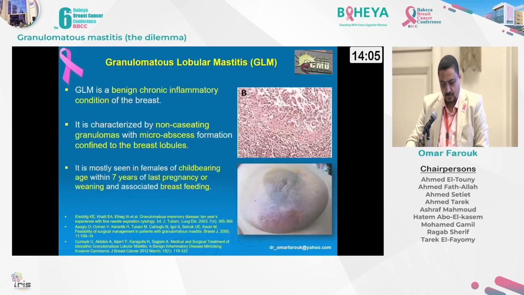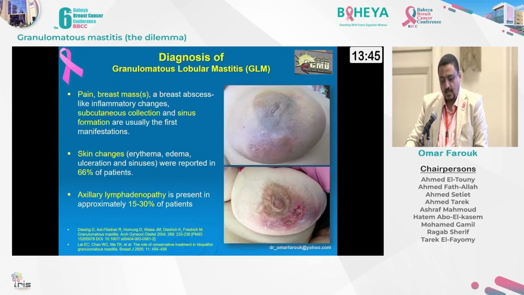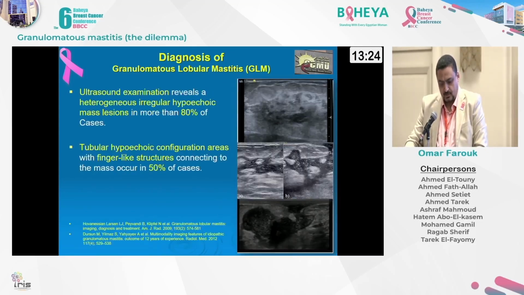It is a benign chronic inflammatory condition of the breast characterized by non-caseating granulomas with microabscess formation confined to the breast lobules, mostly seen in females of childbearing age within 7 years of the last pregnancy, weaning, and associated breastfeeding. Clinically, pain, breast mass or masses, breast abscess-like inflammatory changes, subcutaneous collection, sinus formation, usually the first manifestation. Also, skin changes, erythema, edema, ulceration, and sinuses were reported in 66% of patients. Axillary lymphadenopathy is present in about 15 to 30% of patients.